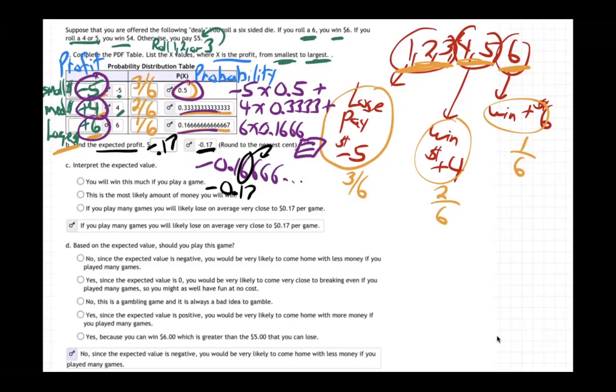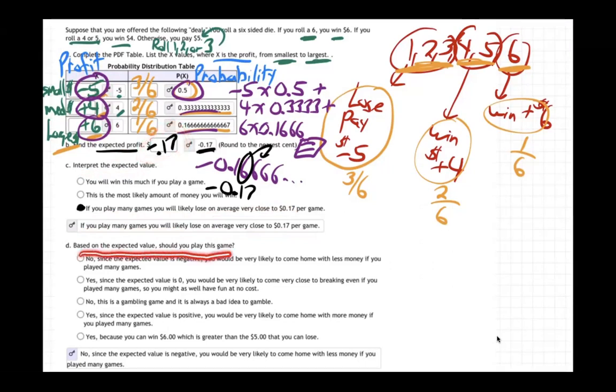And then coming on down. So what does that mean then? Interpret the expected value. Well, it's right here. If you play many games, you will likely lose on average very close to 17 cents per game. Right? Because you might wonder, you can't lose 17 cents. That's true, not in any one turn. You're either going to lose $5 or gain $4 or gain 6. You're not going to lose 17 cents. But that's the average. That's what expected value means. That means if you play lots and lots of times, the average will come out like you're losing 17 cents every time you play.